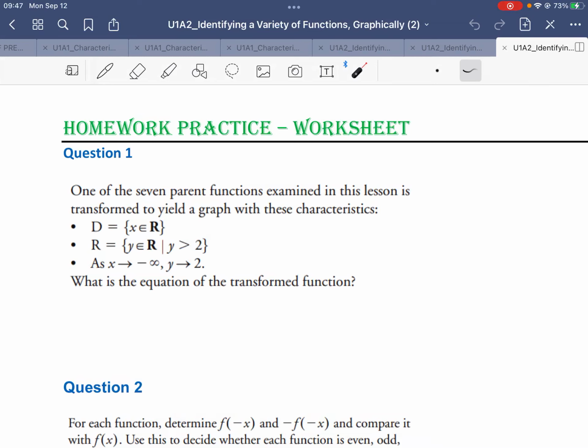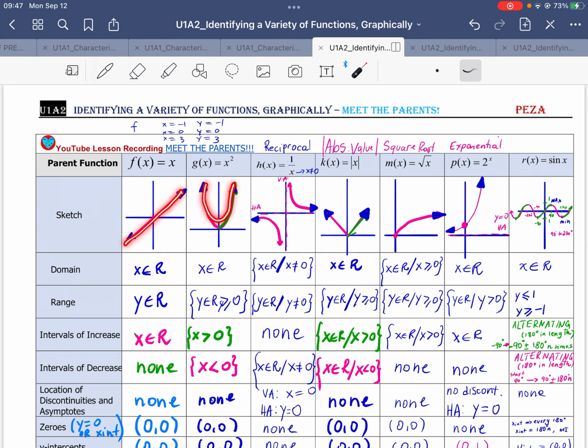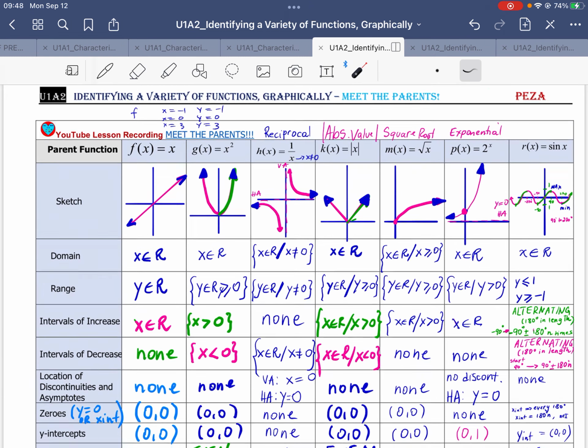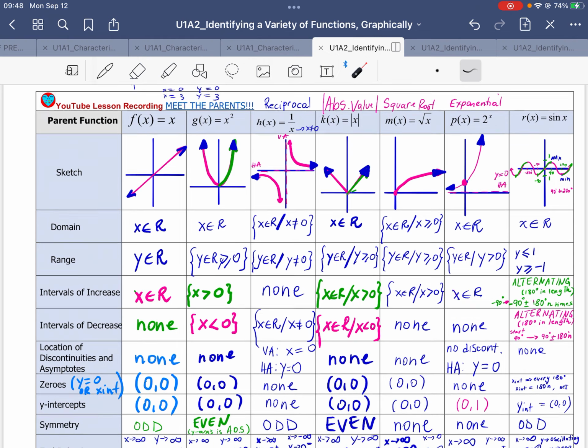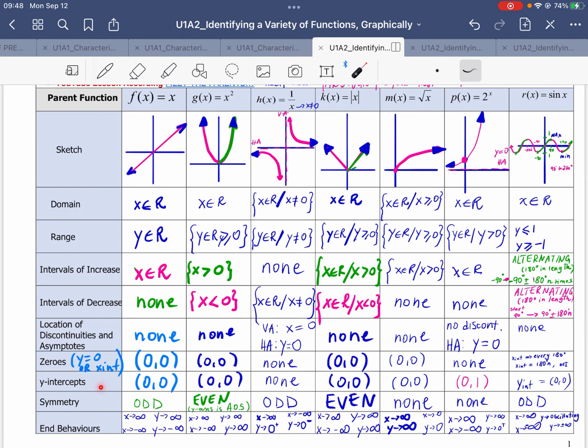In this lesson, we looked at the parent functions: linear, quadratic, reciprocal, absolute value, square root, exponential, and y equals sine x function. And we described the main features of each group of functions. And most specifically, we looked into domain, range, intervals of increase, decrease, continuity, x-intercepts, y-intercept, symmetry, and end behaviors.